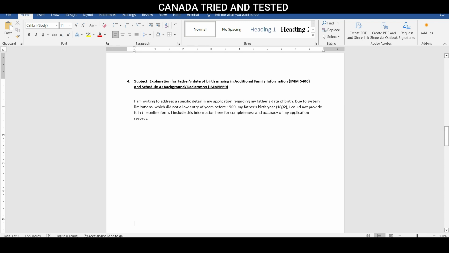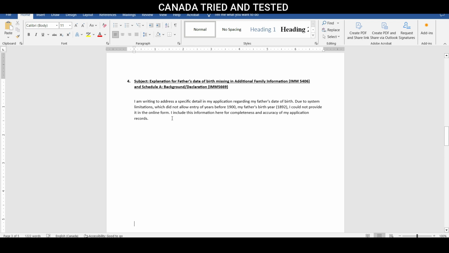My father's birth year is 1892. So the birth year is 1892, but the system entry only starts after 1900. So what was done is in the date of birth field, it was written as 01011900. That way the application goes through, and I could not provide the real date in the online form. This date of birth was not allowed. I include this information here for completeness and accuracy of my application record.